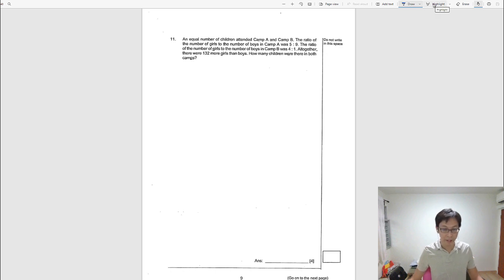First of all, before you can actually identify the right method to use, your child must identify the keywords in the question. Okay, this is very important. So let's read the question first and highlight the keywords.